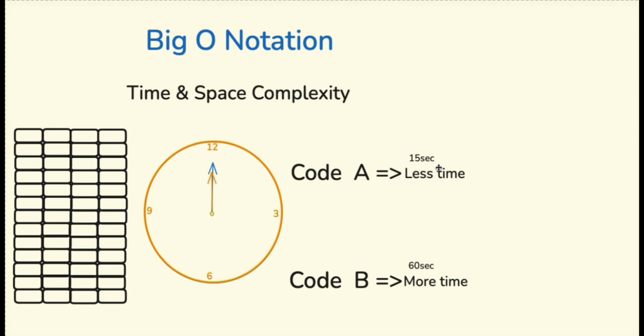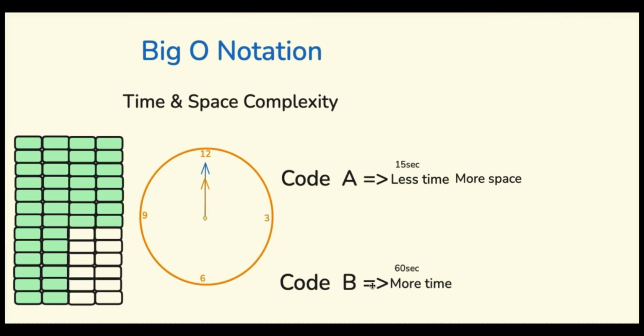Why? It's faster. But if you're now working with space, let's assume that code A runs faster but takes more space. So code A takes a whole lot of space when it's running. Let's assume that this is the space it takes. Code A takes all of this space to run. And then when you look at code B, it runs for 60 seconds, but takes this much space, right? So we could say that code B takes less space.